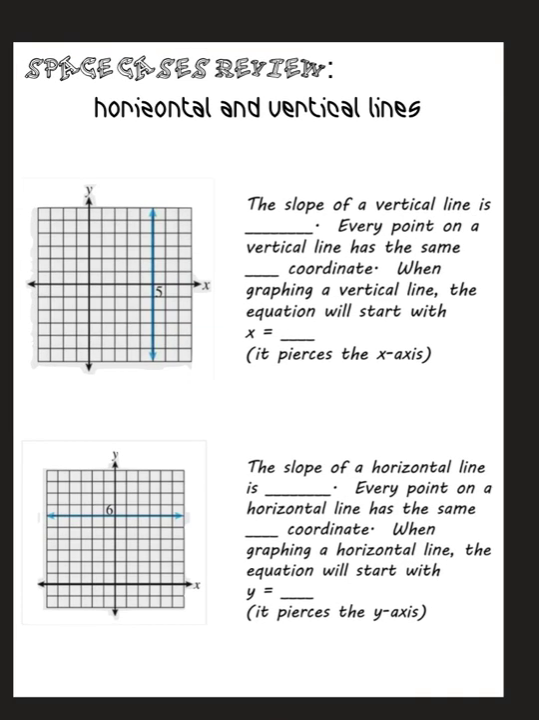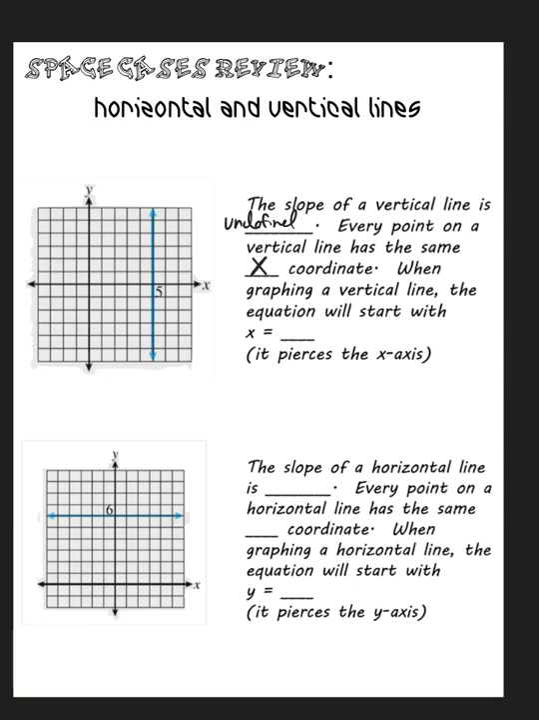On the next page, we're just going to review again some special cases. Even though this says space cases, it means special cases, of the vertical and the horizontal line. We went through this with the last note packet, but we just want to talk about it one more time. The slope of a vertical line is undefined. Every point on a vertical line has the same x coordinate.